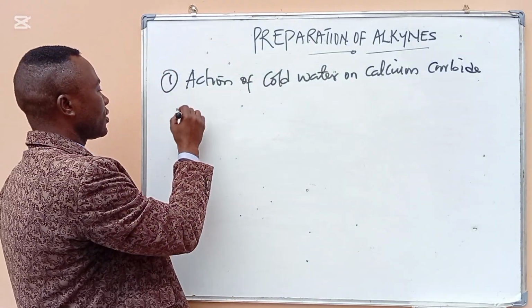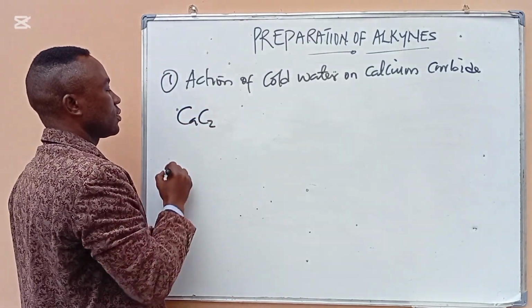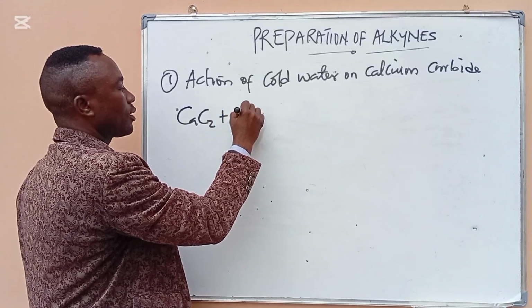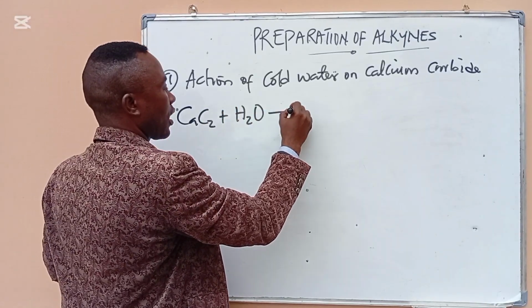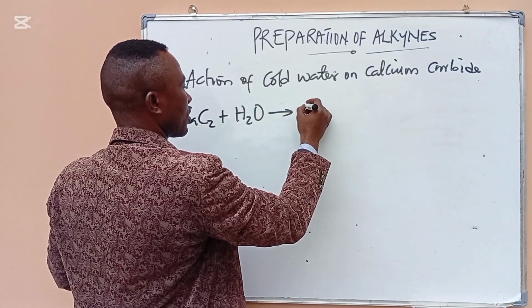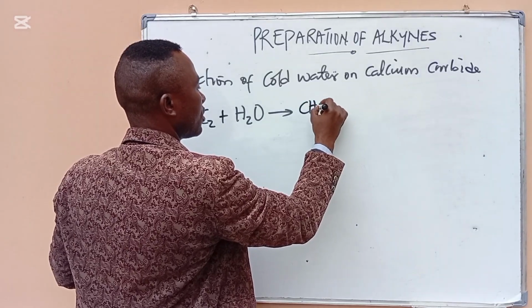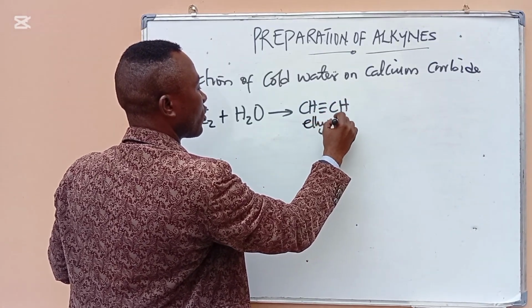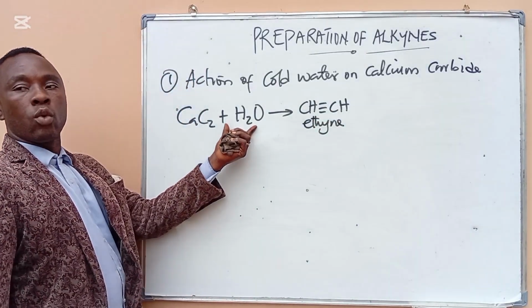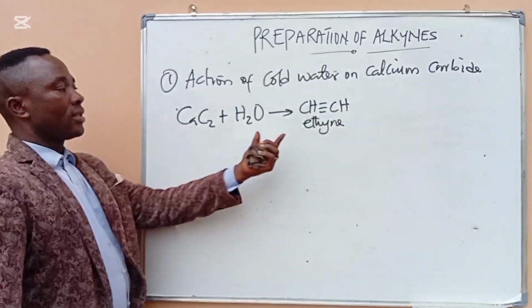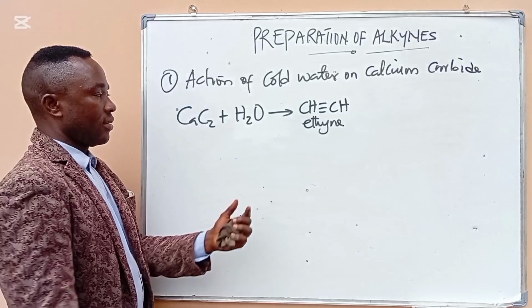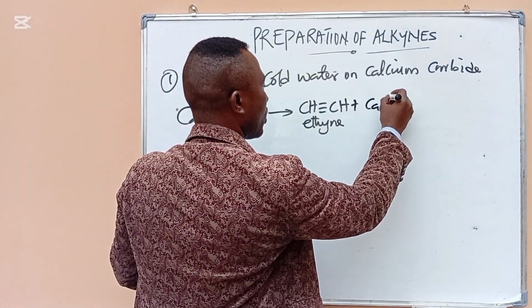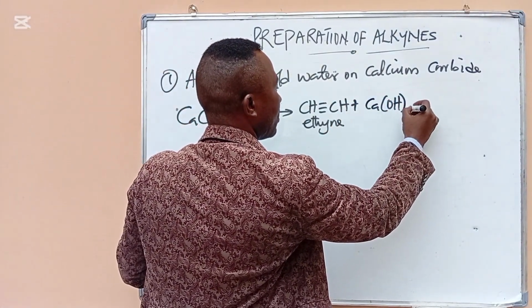Now calcium carbide is CaC2. We are adding cold water to it, and it's going to give us ethyne, CH triple bond CH. So anytime we add cold water on calcium carbide, we are getting ethyne, plus calcium hydroxide.